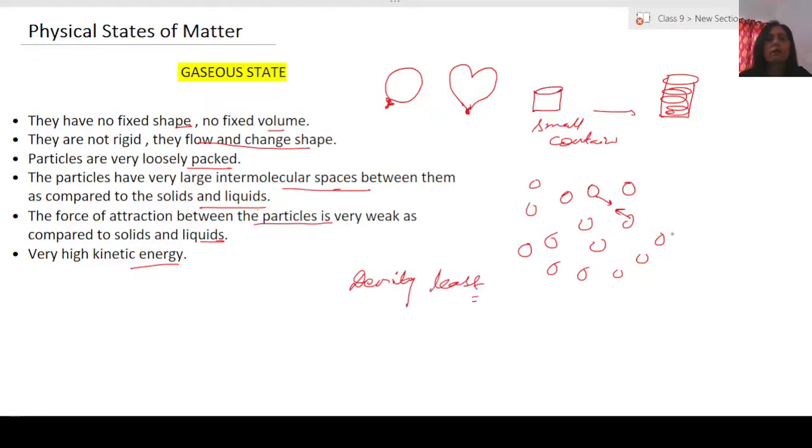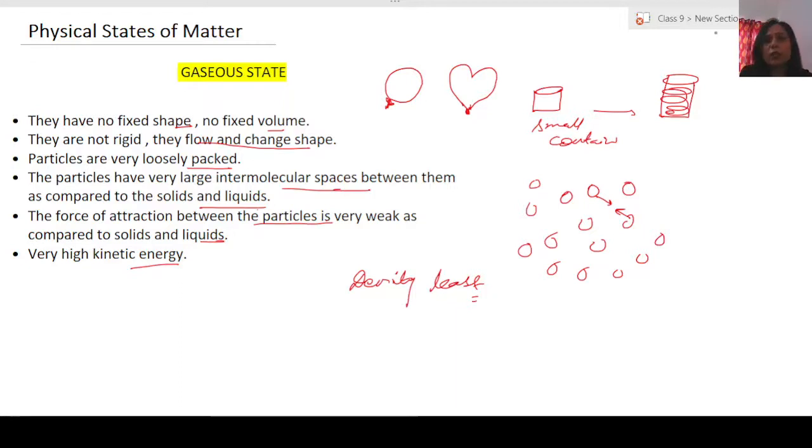Why? Because they have got so much space among the particles that in the same volume you won't be able to fit more than 5 or 6 particles, right? In our previous example I'm saying. So obviously the density is least in this case.